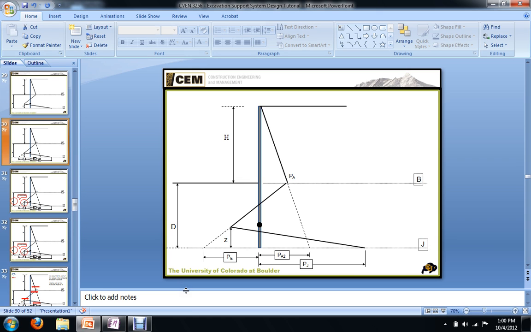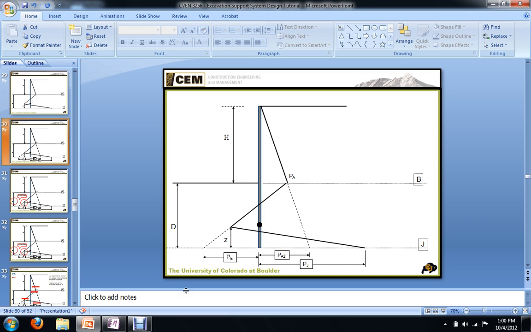Those are our two equations of equilibrium, and we can use them because our sheet pile, once it has allowed the soil behind the excavation to relax a bit, no longer moves or rotates. So we know that it's at equilibrium and that we can use our sum of forces and sum of moments.